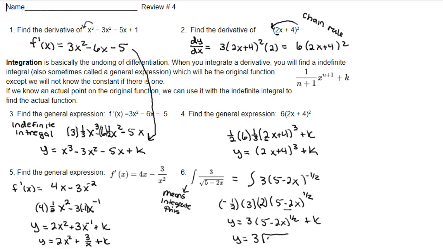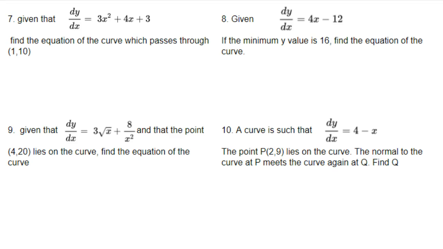And again, always remember that when you're done, you have to put a plus k on there, unless there's some boundaries or a point that we know about. Now, in this question, what's different is they're giving us a point on the original equation, and they're asking us for the actual equation. And so I start out the same way. I'm going to integrate, and then what I'm going to have to do is find out what that k is.